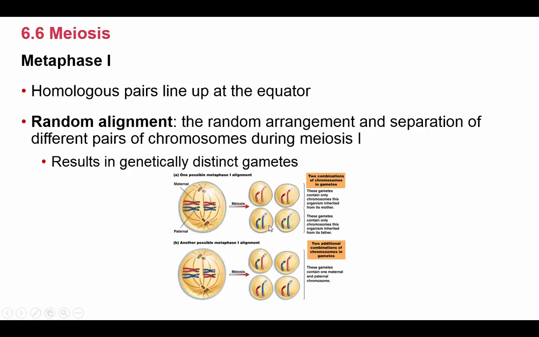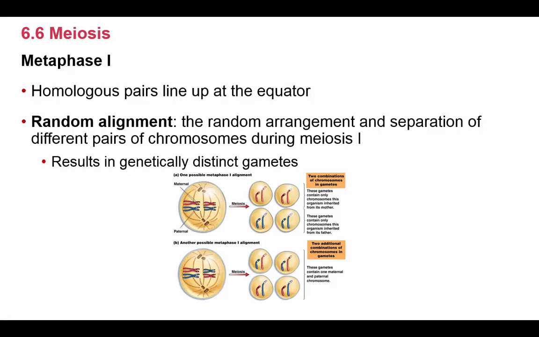You see their chromatids in the center. But because of random alignment, that they can line up in a different way, this cell, when it splits twice, would produce these 4 different gametes, which are obviously different than these 4. So random alignment increases genetic diversity.